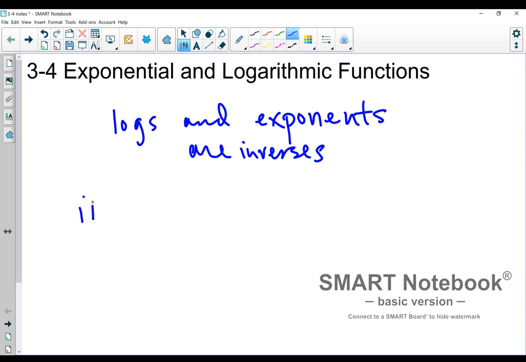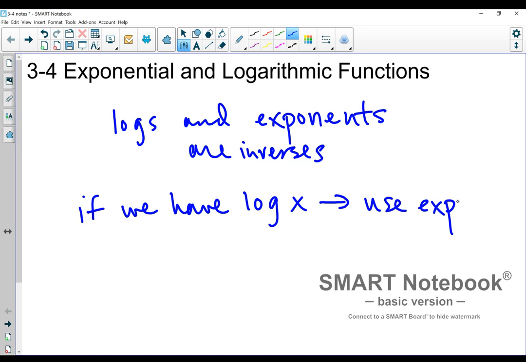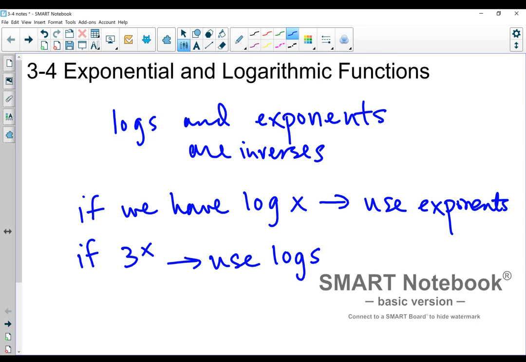And so if we have, say, a log of x, we are going to use exponents to solve because those are going to be inverses. And if we have something like 3 to the x power, we are going to use logs to solve. So we are using inverses today. Really want to drive home that point.